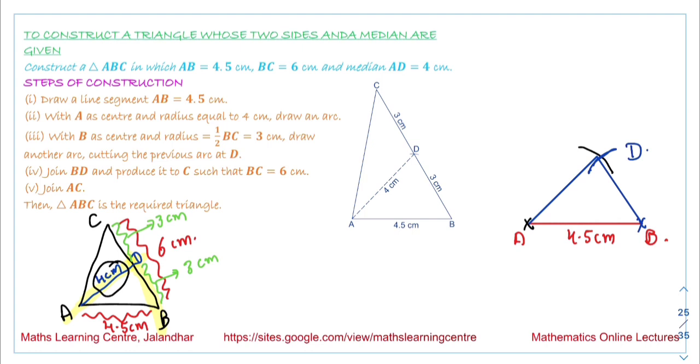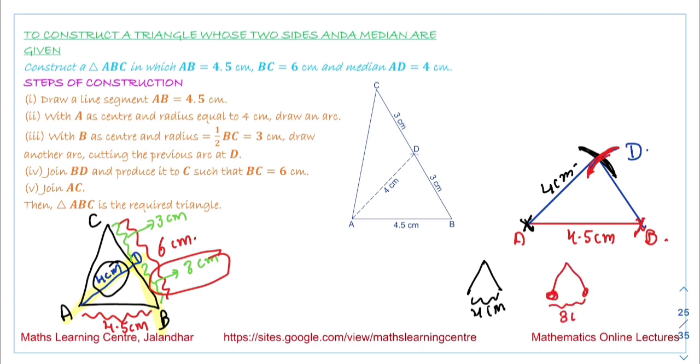When we drew this arc by keeping the compass at A, the radius of the compass that we had opened was 4 centimeter. And then when we kept the compass at B and drew this arc, the radius of the compass that we had opened is 3 centimeter. So we obtain this point D over here.